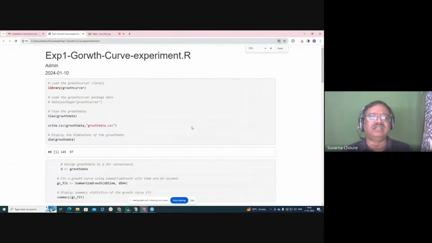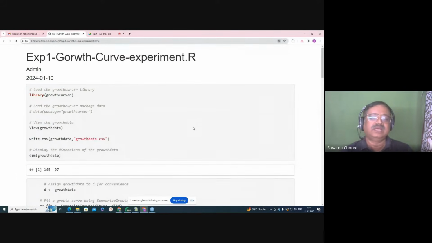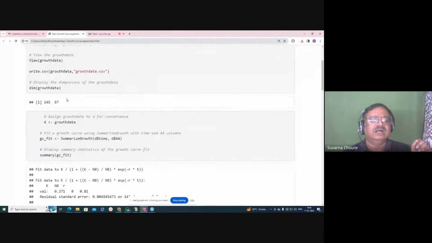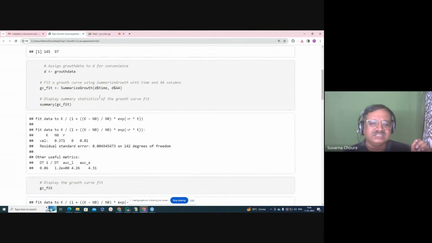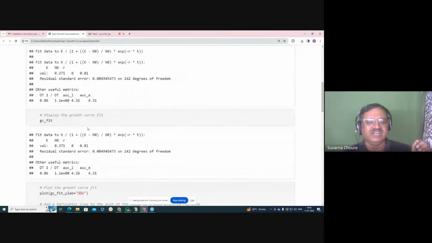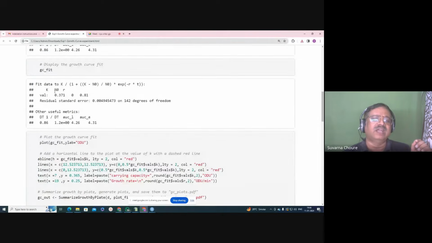And this is the file for that. This is title. I prepared this file using R programming only. Experiment 1, growth curve experiment. This is the analysis which is done there. Growth model is fitted. Then values are calculated. That K is calculated. K is growth rate. N0 is initial number of cells calculated.